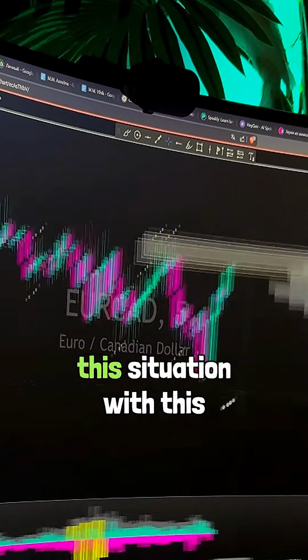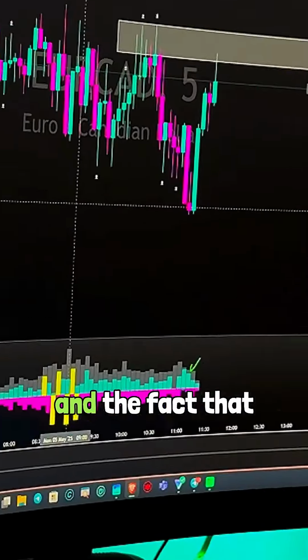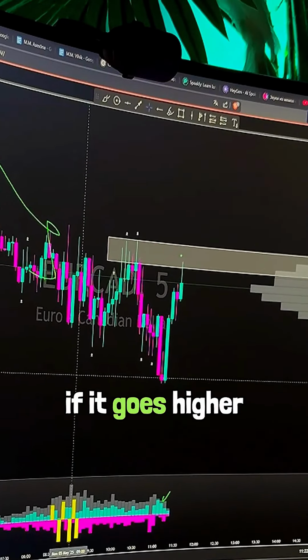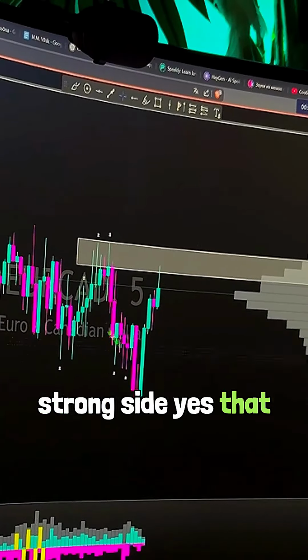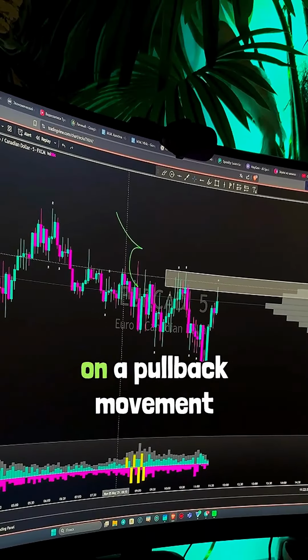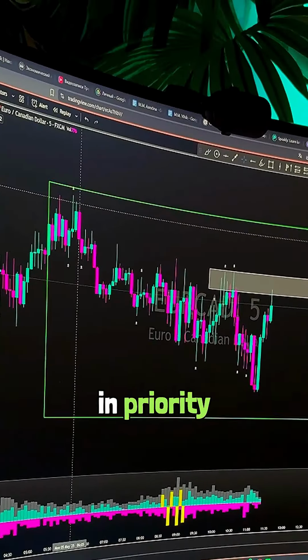That's it. I approach this situation with this kind of logic. Now the cluster, now the volume, now the overall trend. And the fact that there is an area, if it goes higher, I will use follow-ups from this area for the strong side. Yes, that is the simplest thing, is to enter on a pullback movement in the trend for a good area, because the seller is still in priority here.